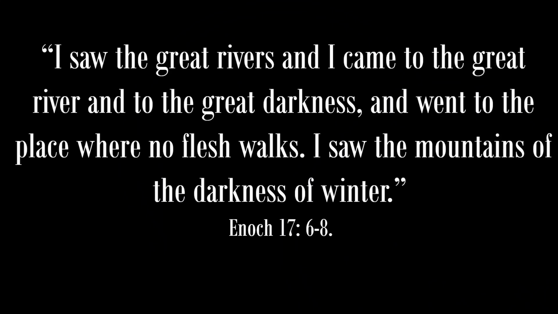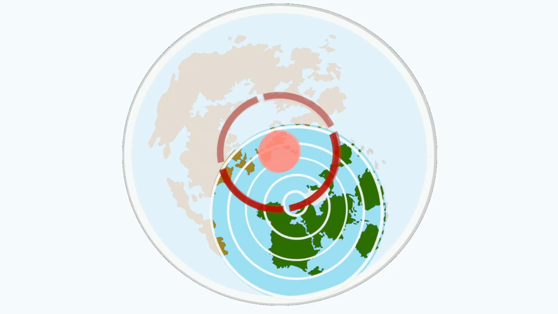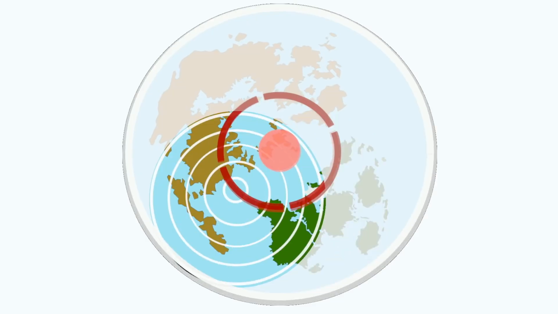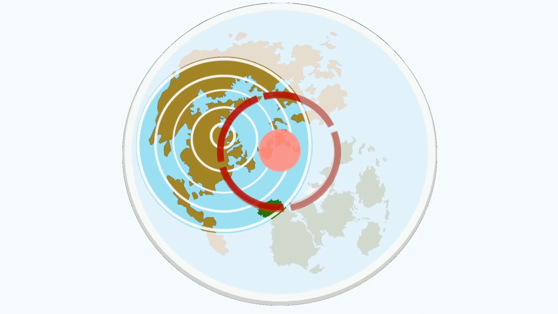I saw the great rivers, and I came to the great river, and to the great darkness, and went to the place where no flesh walks. I saw the mountains of the darkness of winter. This is your ice wall, and it's not a constant, fixed wall. It is continually melting and refreezing with the revolution of the pole over the course of a great year and each astronomical age.